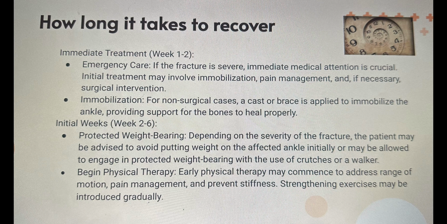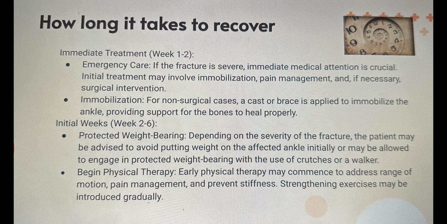Then your recovery time for a broken ankle. The immediate treatment is weeks 1 to 2 after you break it. That's emergency care. If the fracture is severe, immediate medical attention is crucial. Initial treatment may involve immobilization, pain management, and if necessary, surgical intervention. Then you have immobilization. For non-surgical cases, a cast or brace is applied to immobilize the ankle, allowing the bones to heal properly.